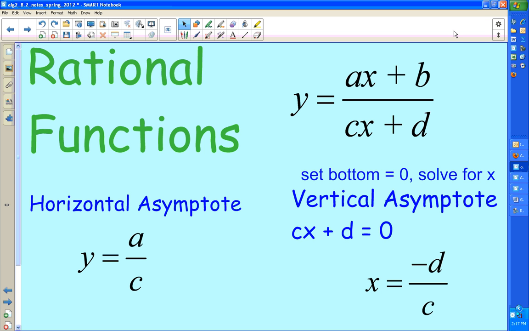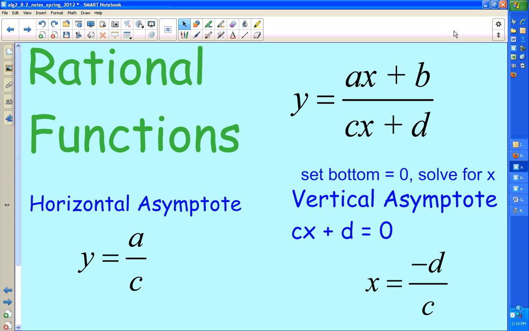But like I said, for me, this is exasperating because there's too many details to remember. I can't remember y equals a over c and x equals negative d over c. It drives me crazy when I have to deal with details like this. Okay? Now, these will work every single time when you're in this form.